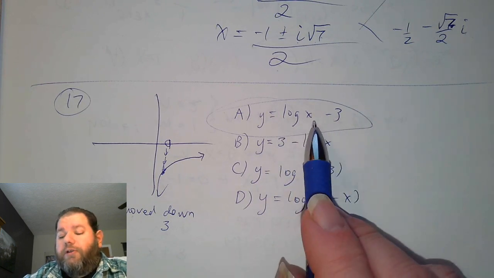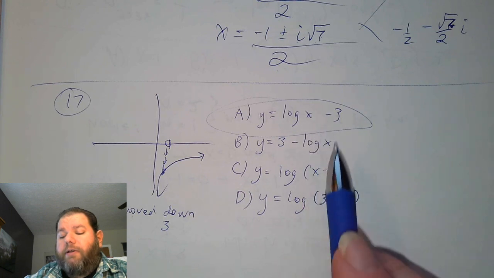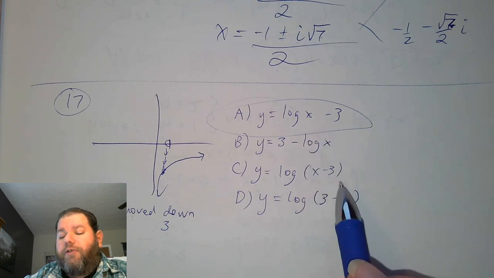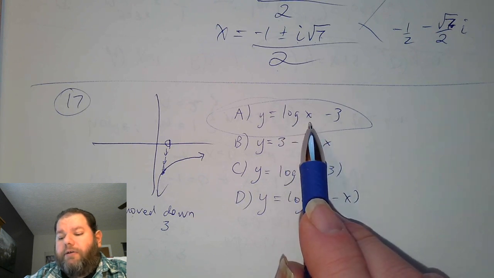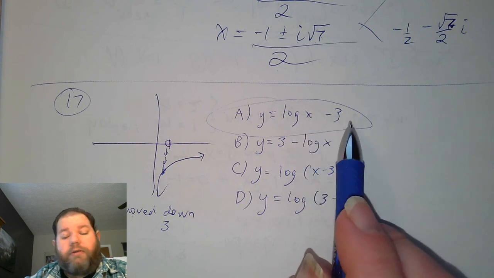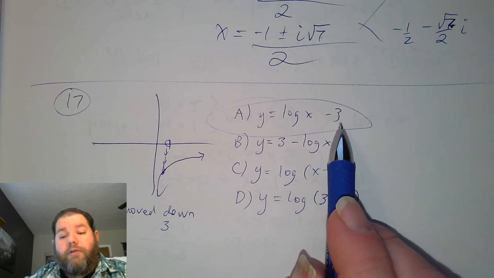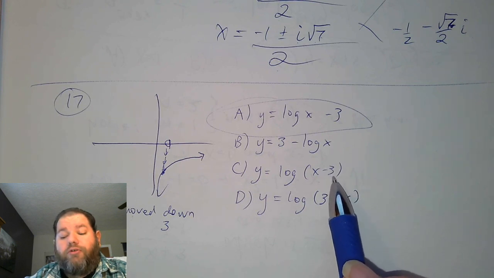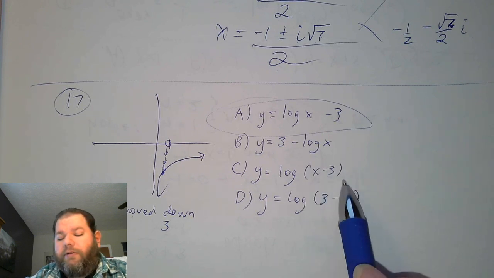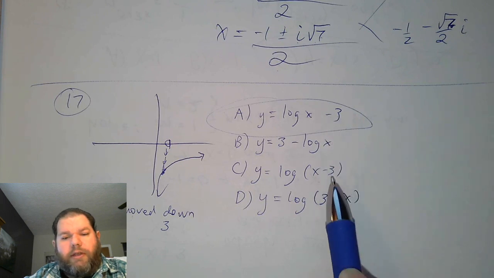Now, it's important to notice the difference between A and C. This has it in parentheses, this is separate, so when we see log x here, the minus 3 is not connected to the x, it's separate from the logarithm. So the minus 3 is our vertical shift down 3. Whereas here, this is actually a horizontal shift because they have the parentheses there. So it's important we make note of that when we see that.